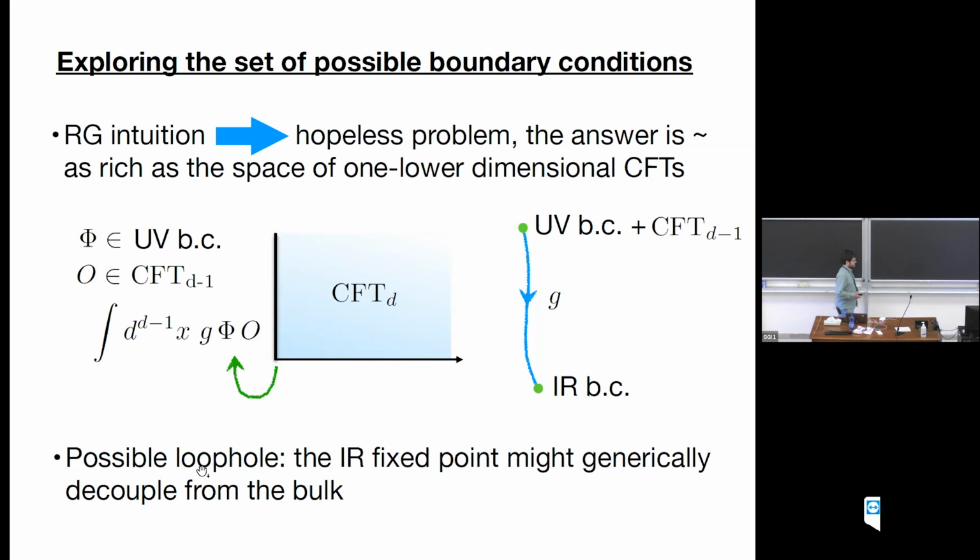There is, however, a possible loophole in this logic, which might give us some hope. The loophole is that, in principle, it's a logical possibility that when we try to do this, many times we actually end up in an IR point in which, again, the bulk and the boundary decouple. And so if that happens, it could be that we just end up within a small set of boundary conditions. Okay.